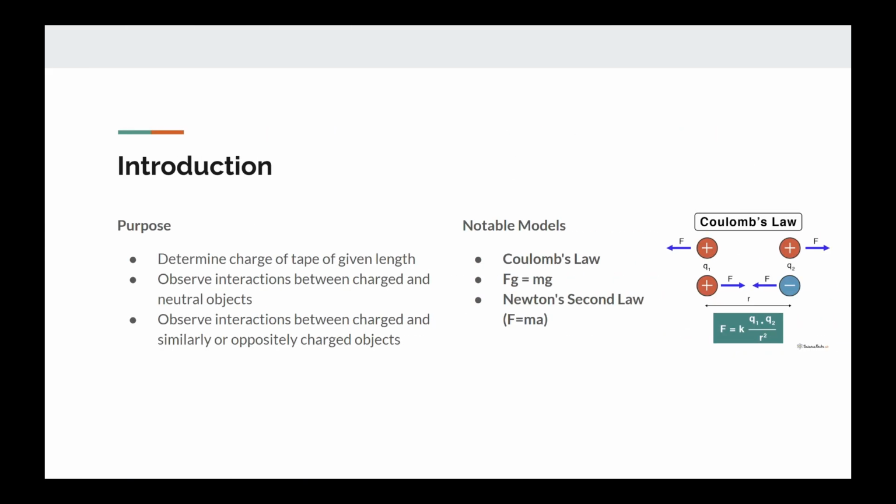It's also important to observe the interactions between charged and neutral objects, and to observe the interactions between charged and similarly or oppositely charged objects. Notable models that were used were Coulomb's law, the force of gravity equations, and Newton's second.